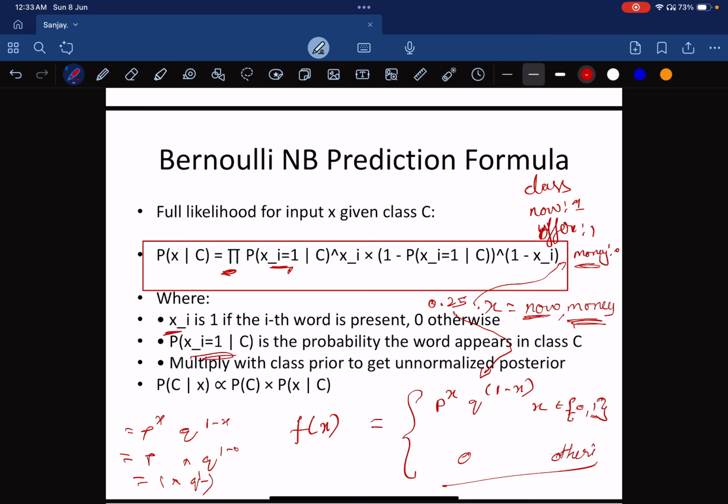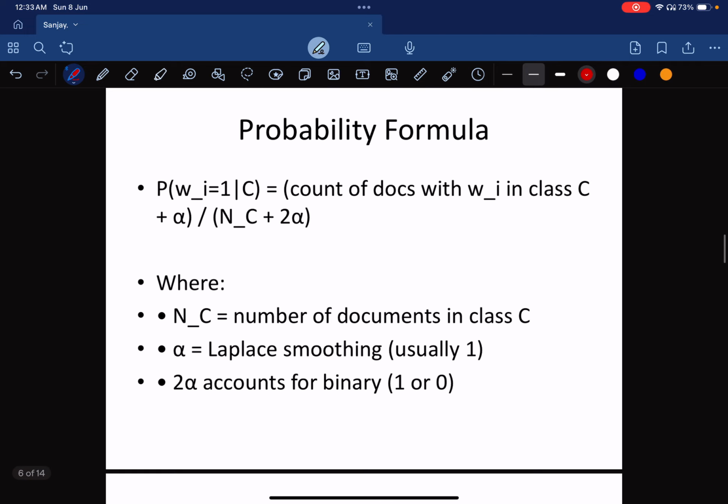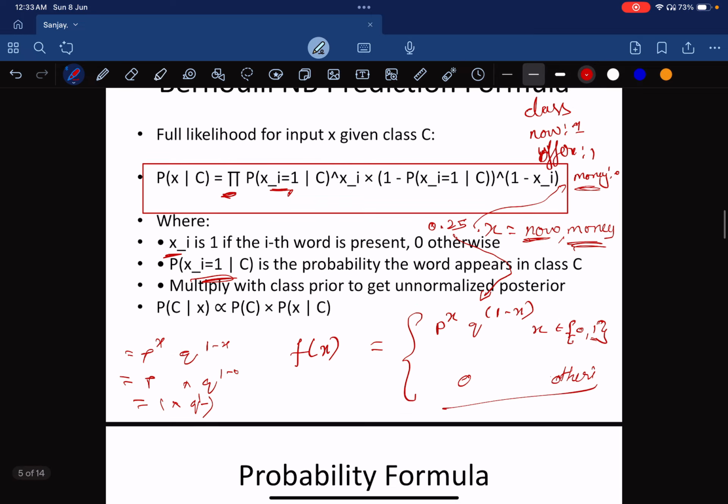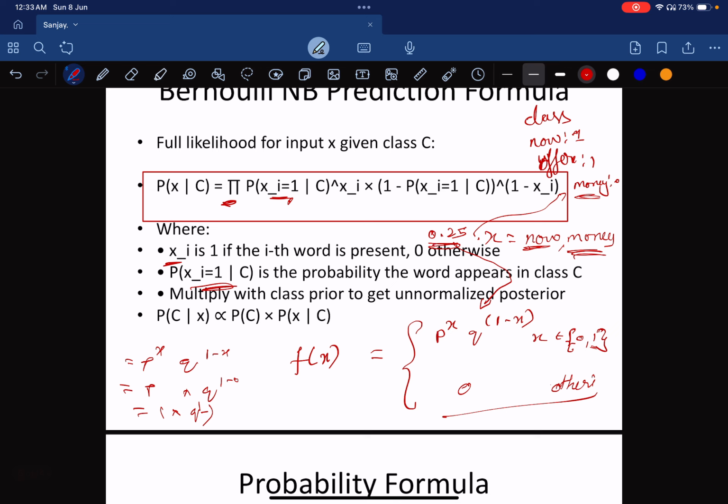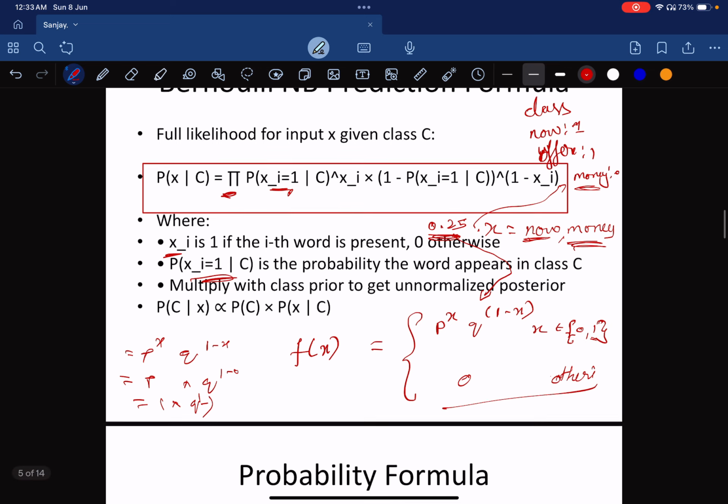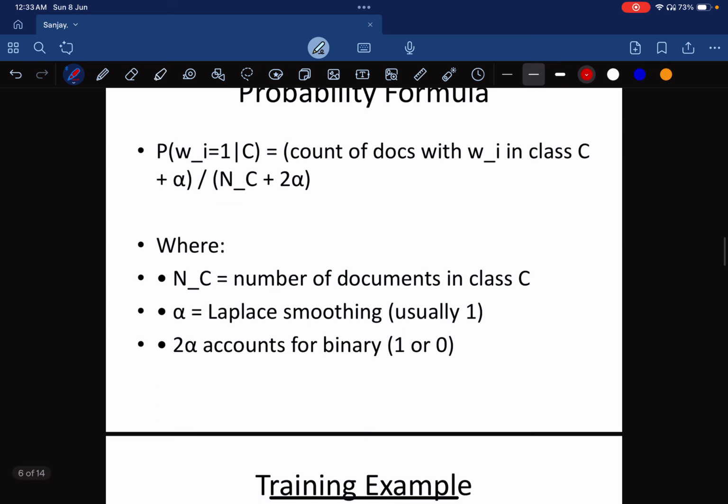This is the conditional probability of x of i equal to 1 given c, and it will find the probability of a word appearance. Let's see that. This is a probability formula. As I told, it will find the probability using some formula, right? Here I told that something 0.5. Here we can see how it will find the probability.